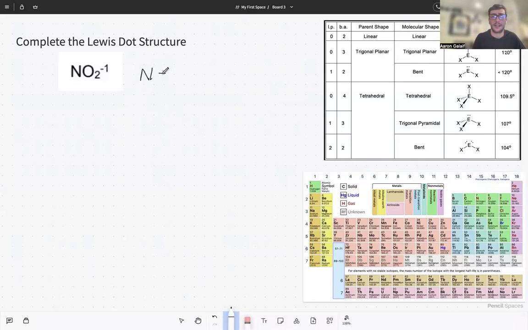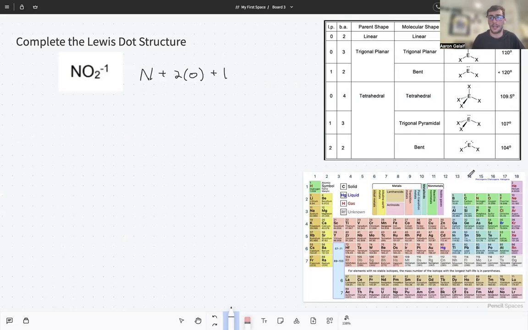That means finding the number of valence electrons for nitrogen plus 2 times the number of valence electrons for oxygen, because there are 2 of them. And then we're going to add 1 extra electron because we have a 1 minus charge. Remember, I cannot change the number of protons in an element without changing the element, but we can change the number of electrons without changing the protons and thus change the charge without changing the element.